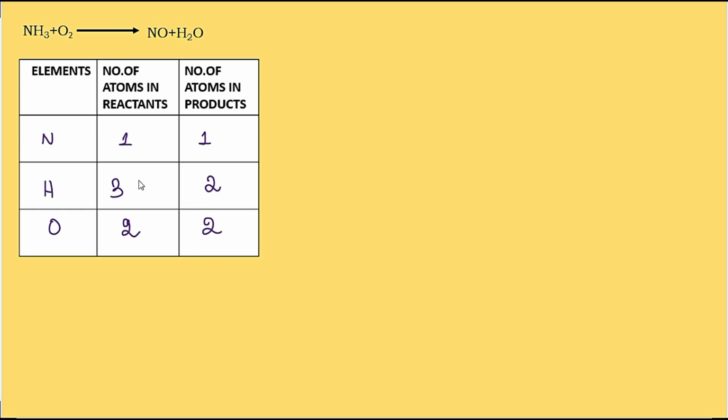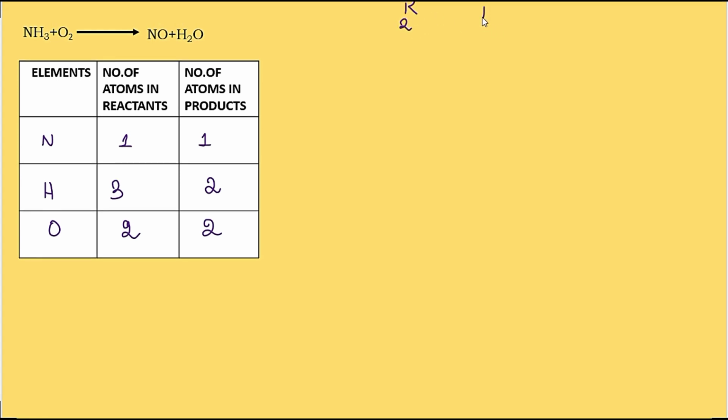Hydrogen, you are getting number of atoms in reactant as 3 and number of atoms in product as 2. Now, if it was 2 atoms in reactant and 4 atoms in product, this 4 is just a multiple of 2, right? 2 into 2 gives us 4, so simply you can multiply by 2. But 3 is not a multiple of 2, and 2 is not a multiple of 3. Now, how to tackle this?